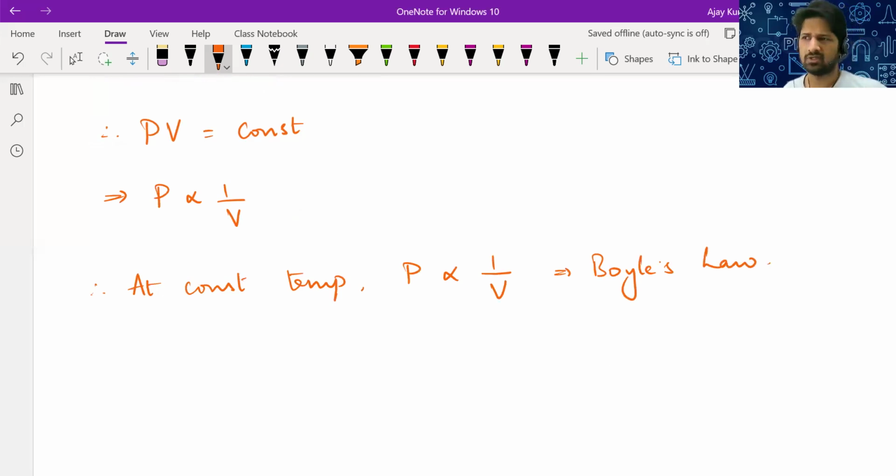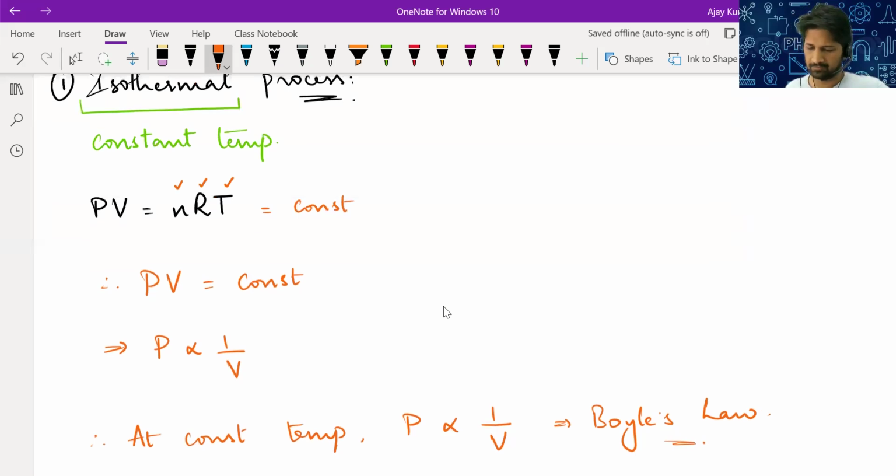Boyle's law, Charles's law, Gay-Lussac's law, these are more commonly used in chemistry. You study the gaseous state in chemistry. There, these names are more important. But anyway, you can say that pressure is inversely proportional to volume when temperature is constant.